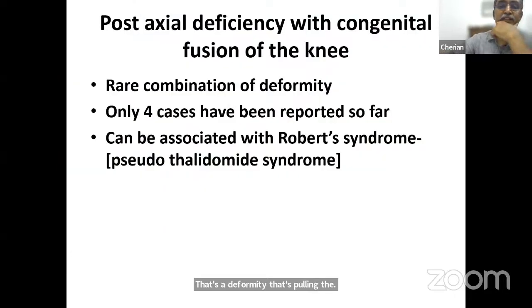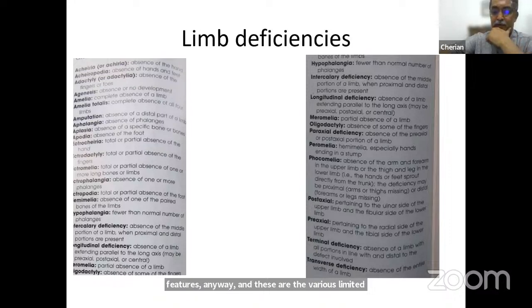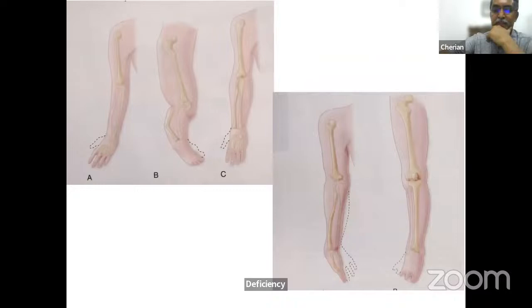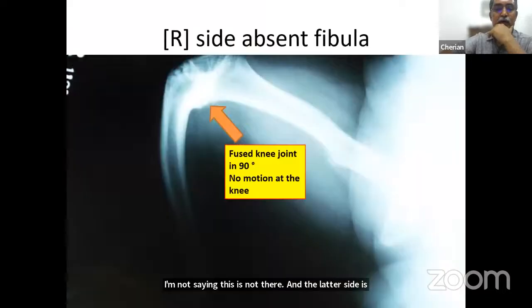Now, post-axial deficiency with congenital fusion of the knee, it's a very, very rare combination of deformity. So only 4 cases have been reported so far. It can be associated with another rare syndrome called the Roberts syndrome, that's the pseudothalidomide syndrome. But fortunately, she didn't have any of those features anyway. And these are the various limb deformities or deficiencies. So this is a post-axial deficiency. Post-axial deficiency means on the ulnar side, the ulnar side is not there in the upper limb and the lateral side is not there in the lower limb.